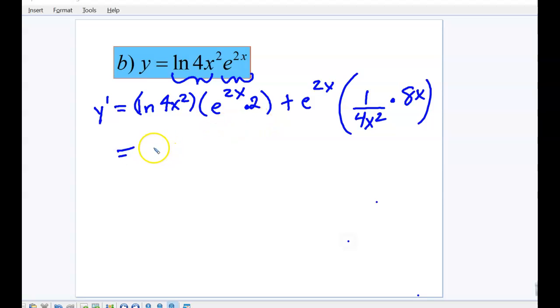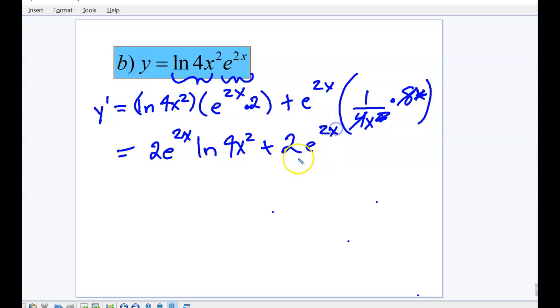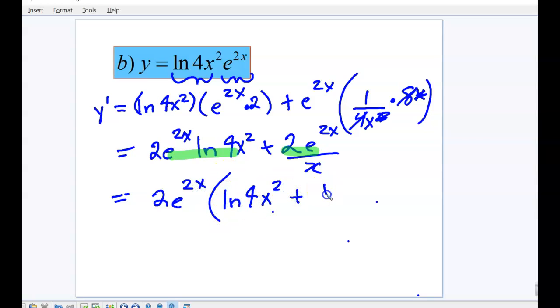So simplifying, I get 2e to the 2x times ln 4x squared plus 4 goes into 8 twice, so these two are going to reduce to be a 2. I have an x on top and 2 x's on the bottom, so those are going to cancel. So I have 2e to the 2x over x. And notice I have two terms and I have a GCF, so I could factor a 2e to the 2x out, and I'd be left with ln 4x squared plus 1 over x, my final reduced answer.